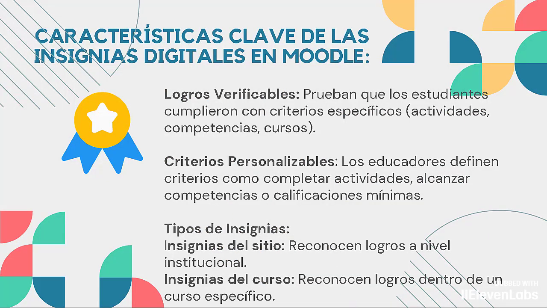What key features do digital badges in Moodle have? First, achievements are verifiable. The badges are awarded to students as proof that they have met a specific criterion, such as completing an activity, reaching a competence, or finishing a course. Each badge contains information about who awarded it, the date it was obtained, and the achievement it represents.